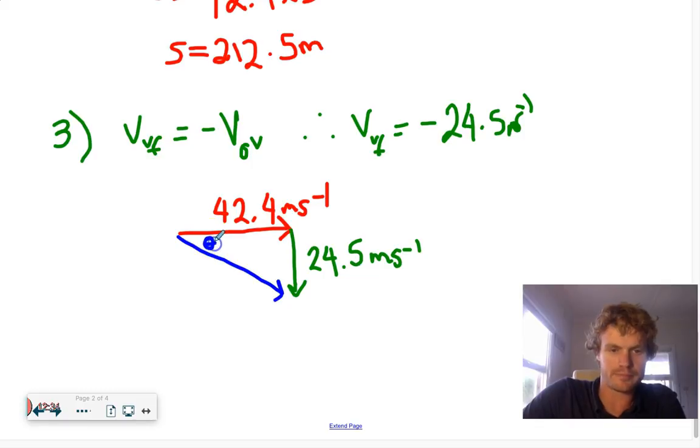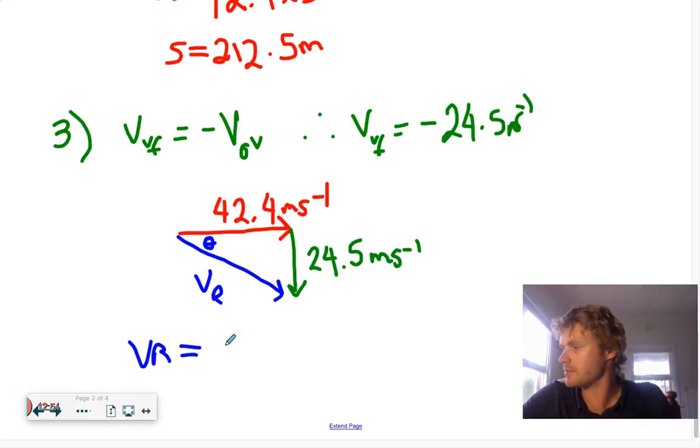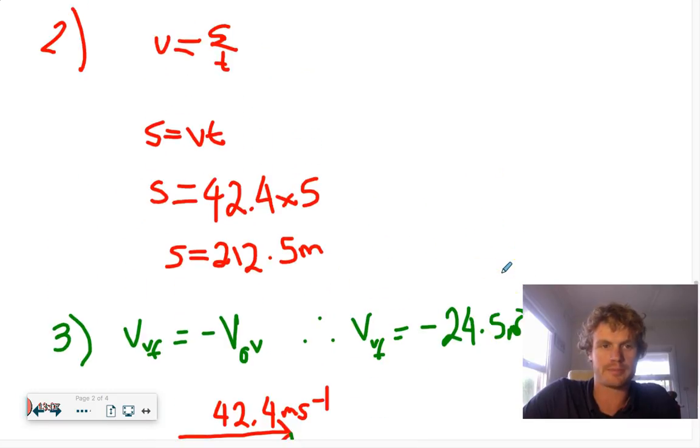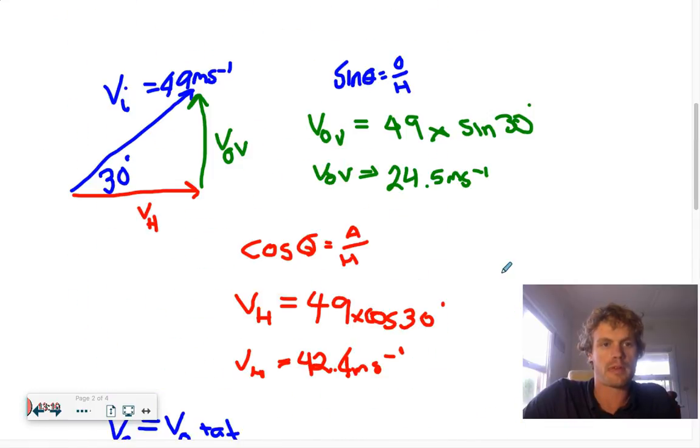Angle here, and my V resultant is going to be equal to my V initial in magnitude. The direction, however, is going to be below horizontal instead of above horizontal now. So VR is equal to 49 meters per second. Double check that I've got that right up here. Yep.